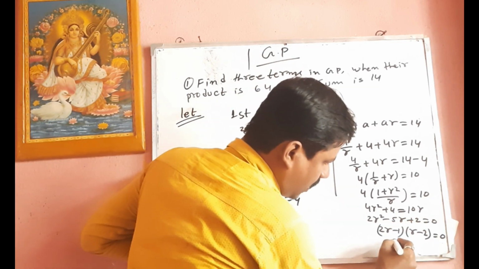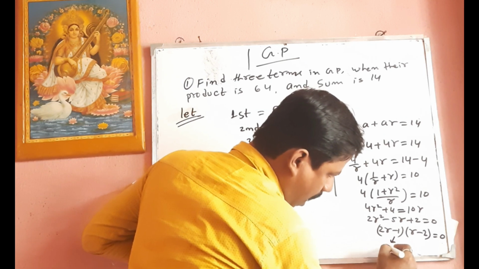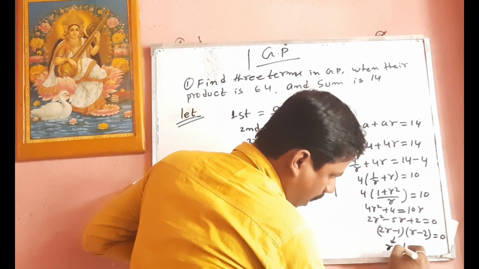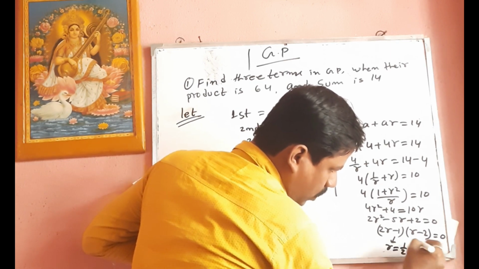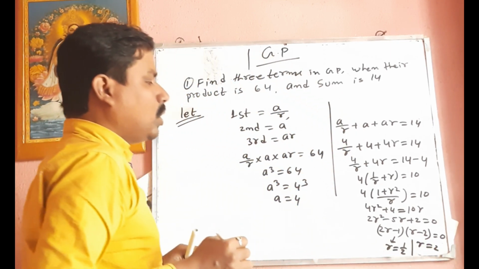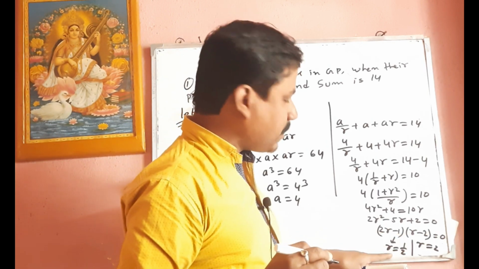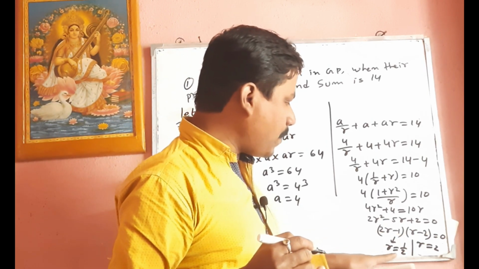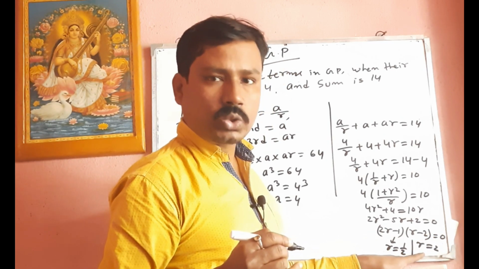After factoring this, if it is equal to 0, then from here r will be half, and if we calculate the other factor, we get r is equal to 2. So 2r minus 1 is equal to 0 gives us r is equal to half, and r minus 2 is equal to 0 gives us r is equal to 2.